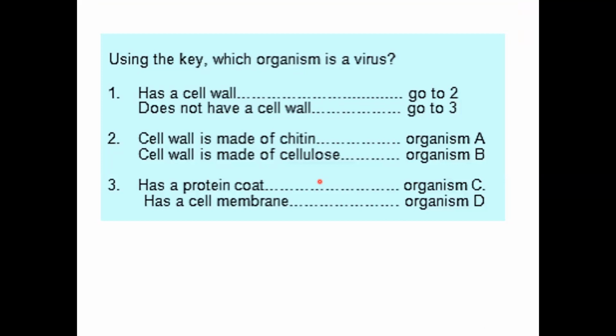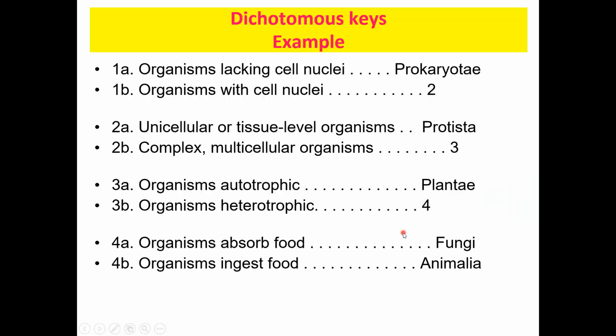Okay, here is the dichotomous key related to the organism viruses. You might have seen the video in which I compared the characteristics of all the living organisms according to that classification. You would know from that comparison that viruses are acellular, they don't have a cell wall, they don't have a cell membrane, they only have a protein coat. So if the virus has a cell wall, no, go to 2. If it had, we would go to 2, but it doesn't have a cell wall, so we go to 3. Has a protein coat, yes, that is organism C. If it had a cell membrane and no cell wall, then it would be organism D.